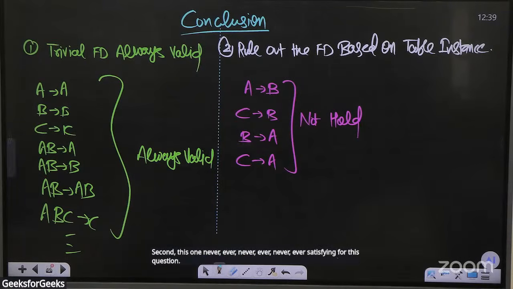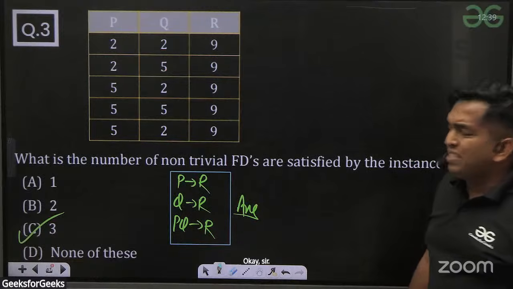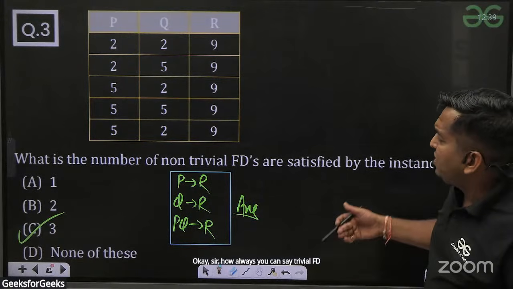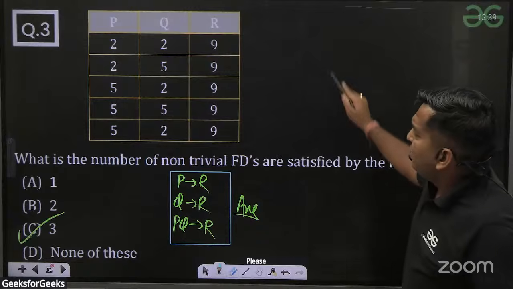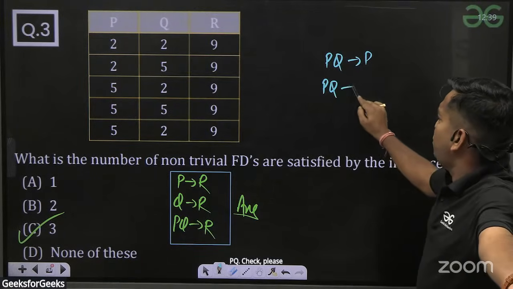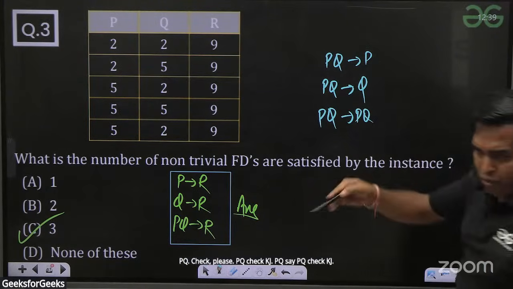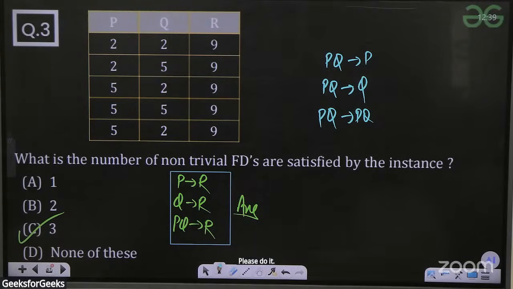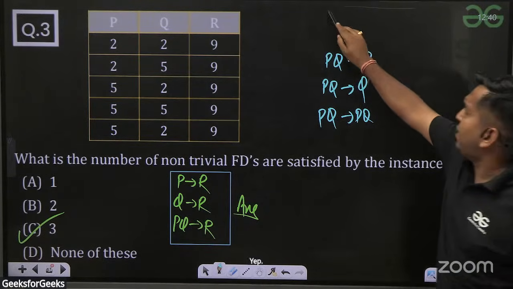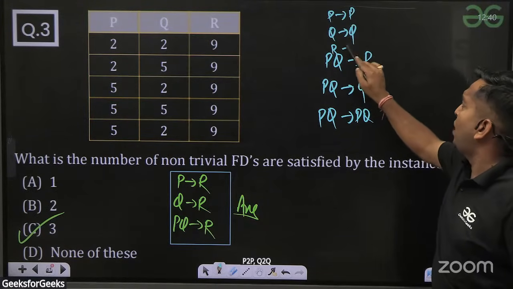Crystal clear? Any doubt? Now, one student has a doubt: sir, how can you say trivial FD is always valid? Please check, sir. Check PQ to P. Check PQ to Q. Check PQ to PQ. Check P to P, Q to Q, R to R.